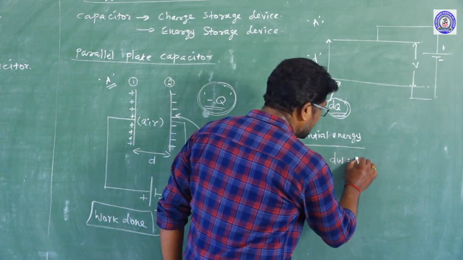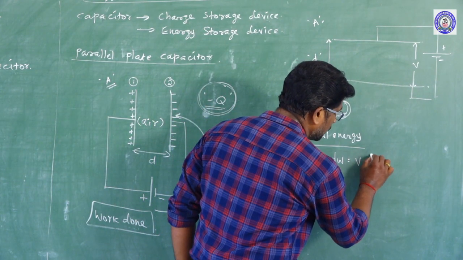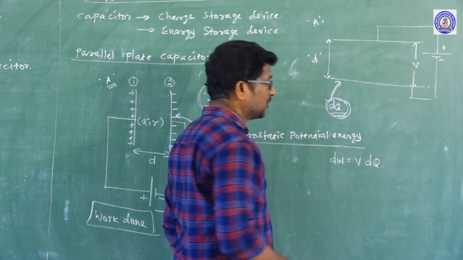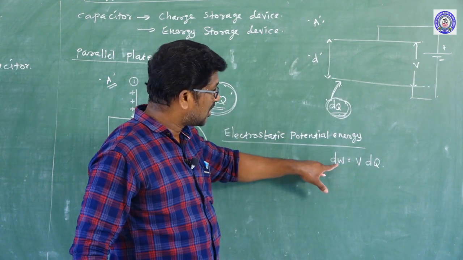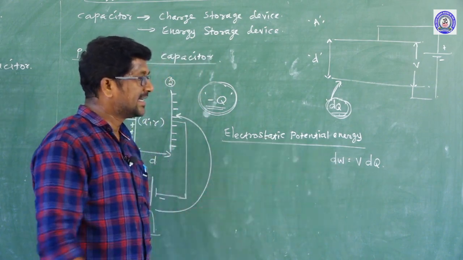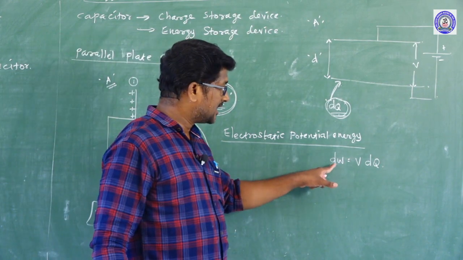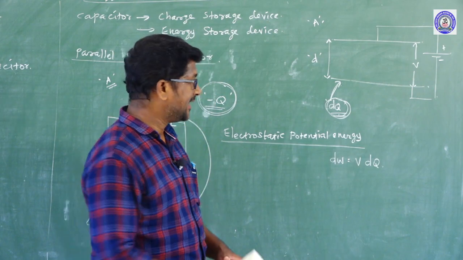It is given by dW is equal to V into dq. The amount of charge given to the capacitor is small. So, that is why the amount of work done by the external agency is also small. It is given by the relation dW is equal to V into dq, right.